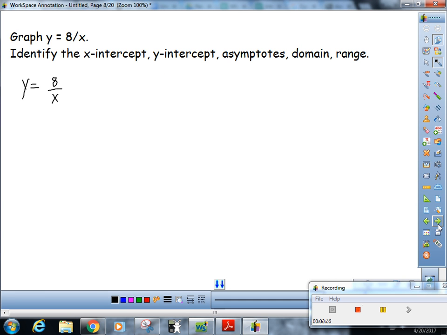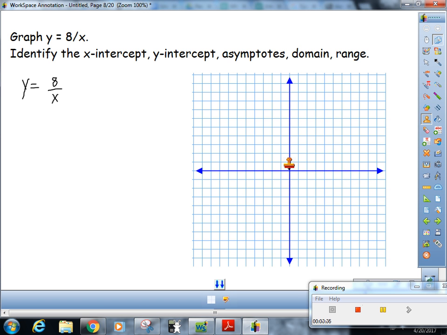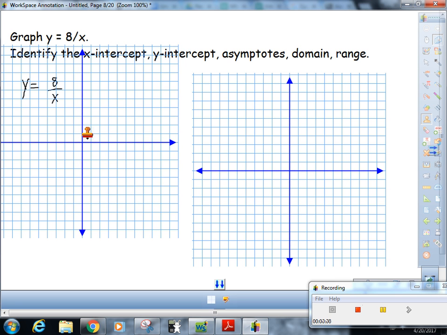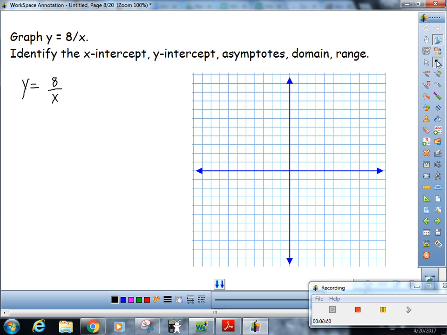So here's our first start. Graph y equals 8 over x, and then identify these things. Okay? After the video, we're going to go back, we're going to open up our graphing calculator, and we're going to show you how to do this in the graphing calculator. But on the video, we're going to treat this like we don't have a graphing calculator. Okay, so real quick. We're just going to do an input-output table.